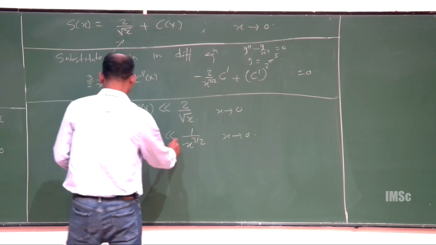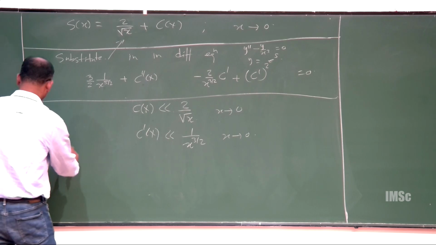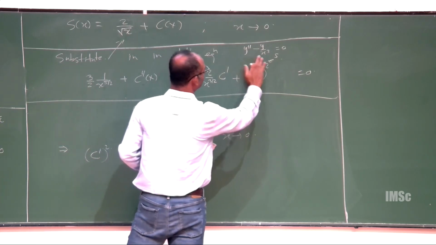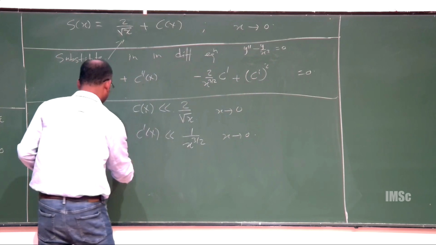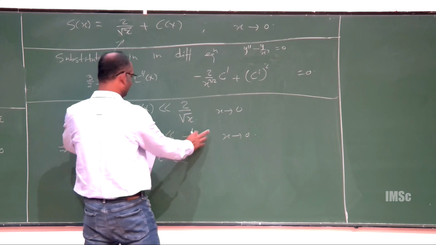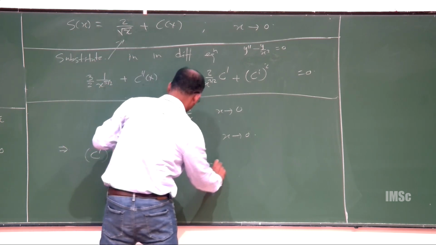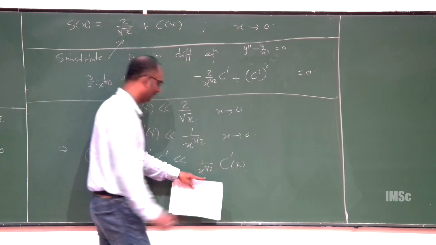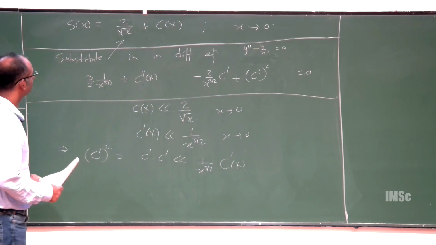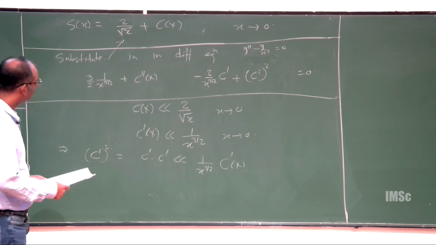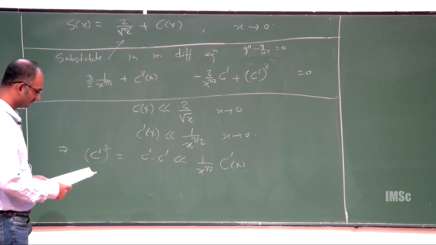And this implies that if I look at c prime squared, so I am estimating this term, you have a c prime squared here. So c prime squared, which is c prime times c prime, will be much smaller than, I take one c prime factor from here. So c prime squared is much smaller than c prime divided by x to the 3 halves, as x goes to 0.